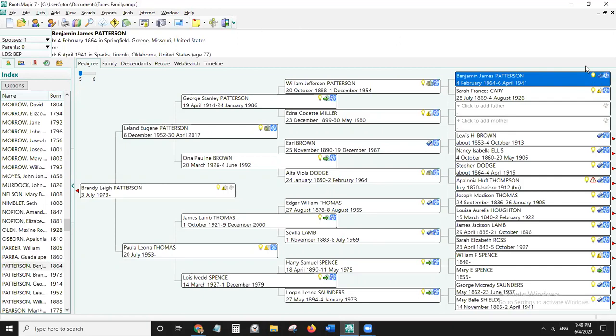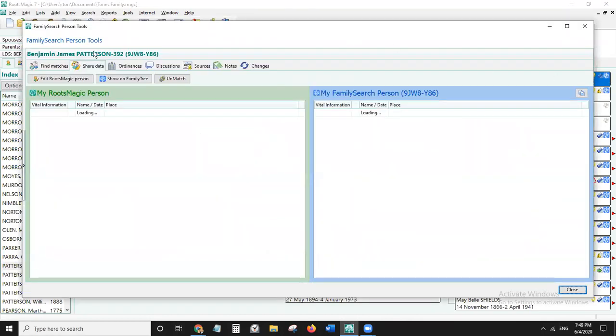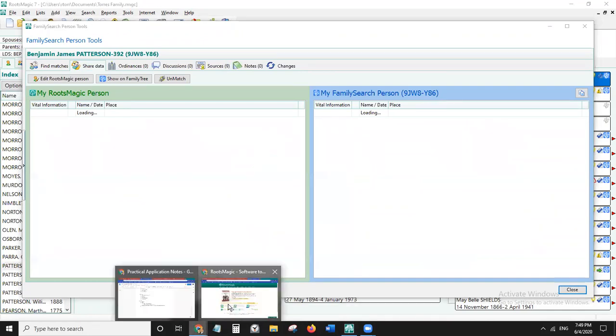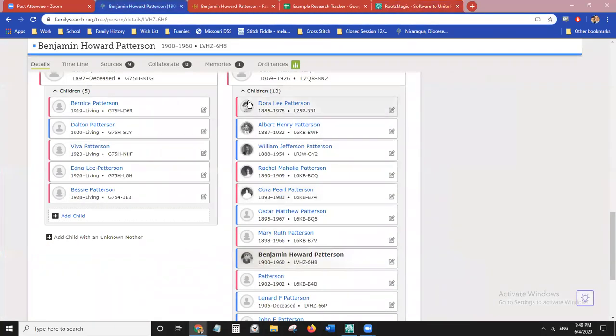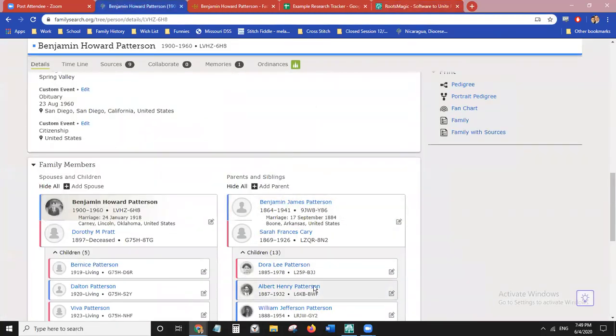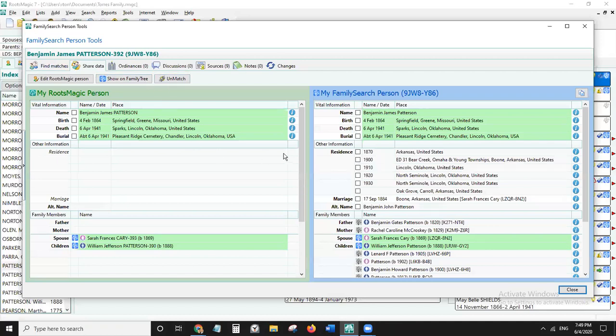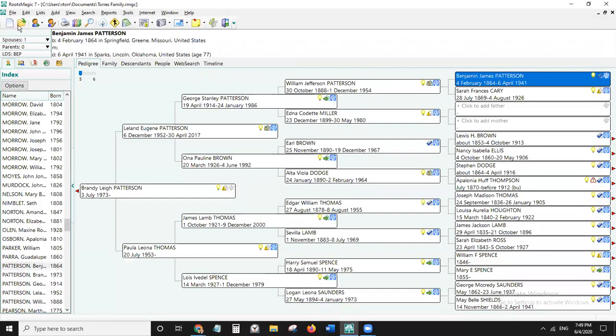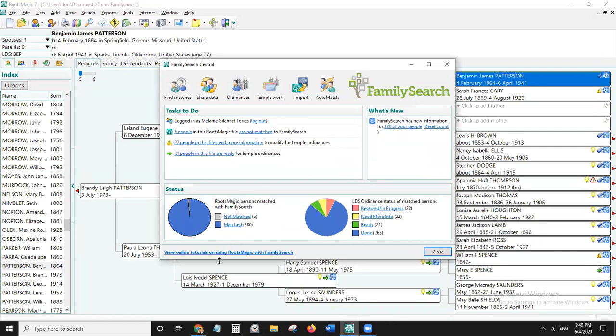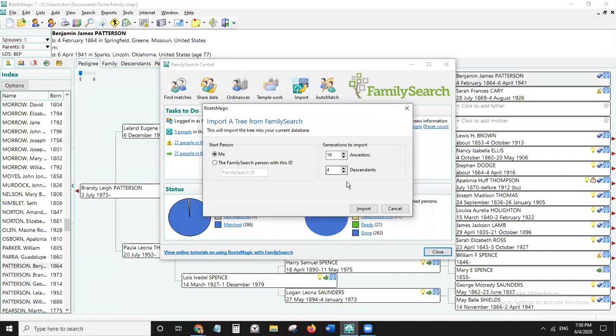So if you look on the right here, they have a little Family Search icon, and I'm just going to click that, Benjamin James Patterson. Now, Benjamin James Patterson is Benjamin Howard's father. So just to show you a quick example on how you would go ahead and import things from Family Search. Once you've imported your tree, which you can do with the Family Search center here, it'll say import right here, and you can import up to 10 generations.